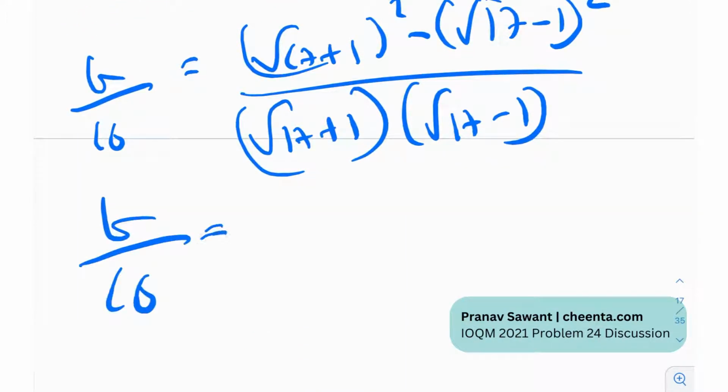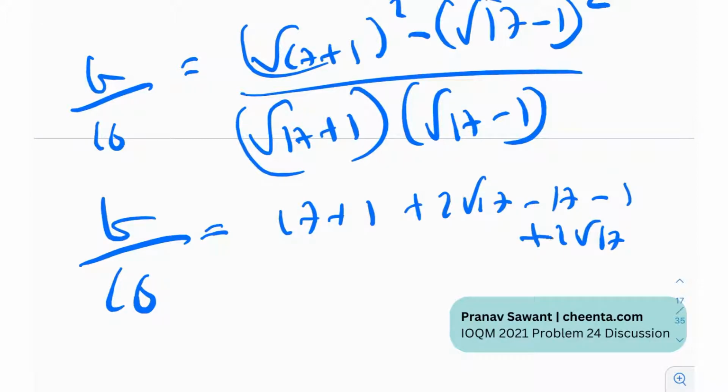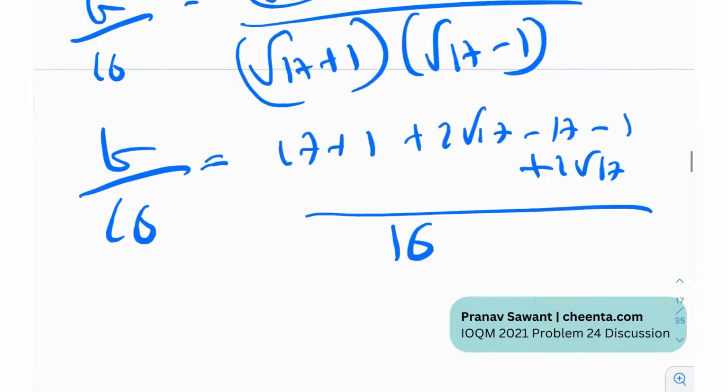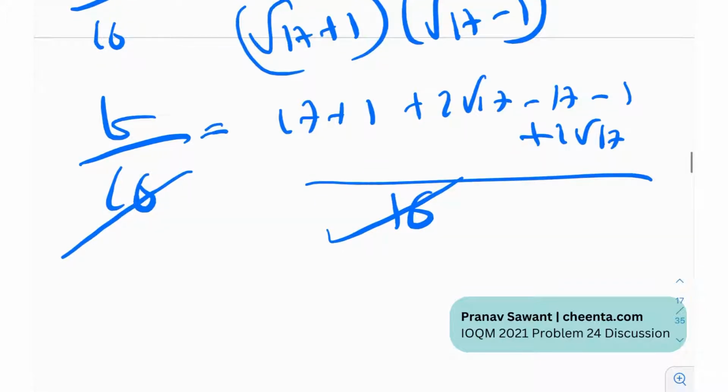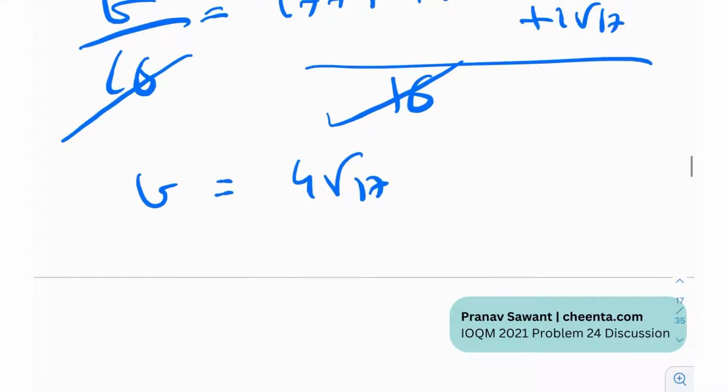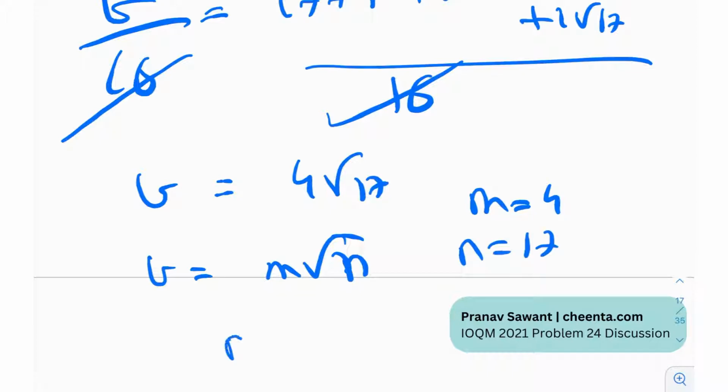So B by 16 actually becomes 17 plus 1 plus 2 root 17 minus 17 minus 1 plus 2 root 17, because minus minus is plus, and on the bottom 17 minus 1 is 16, so 16 gets cancelled. So B is effectively 4 root 17, and they've told us that B is in the form of m root n. So m is 4, n is 17, and we need to find m plus n, which is 21.